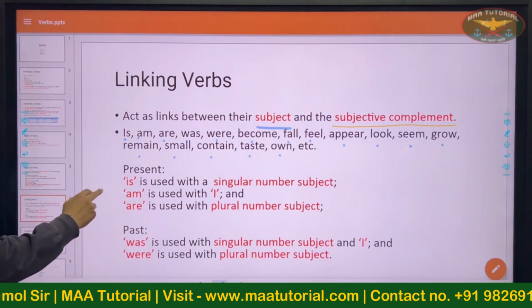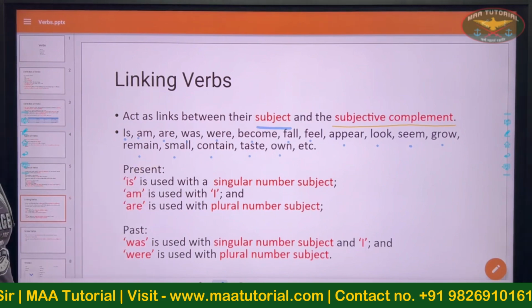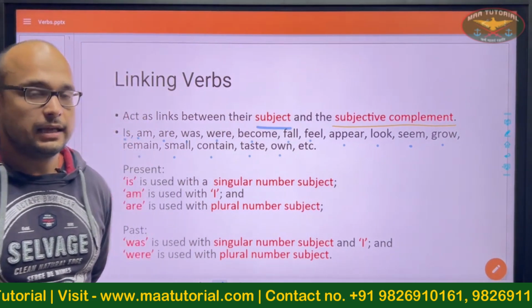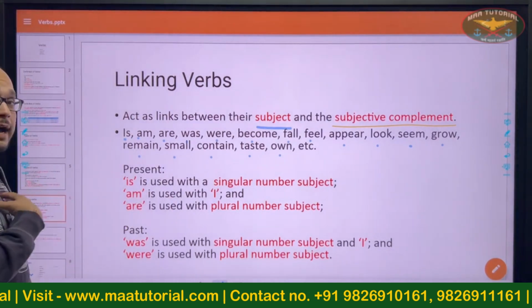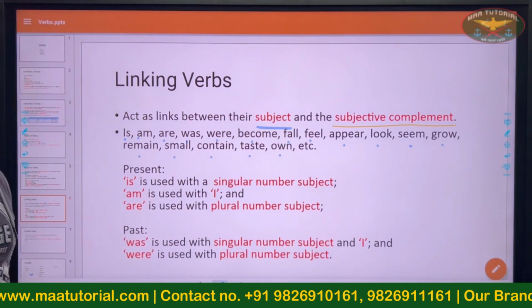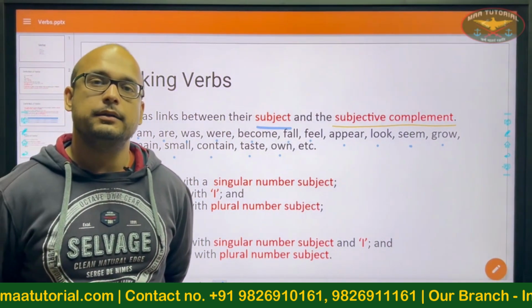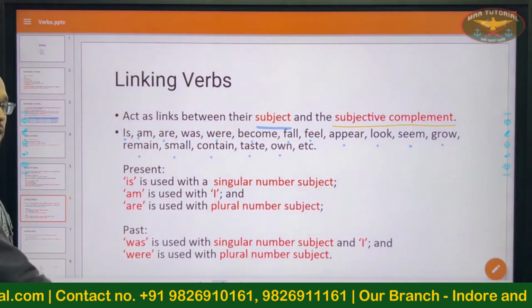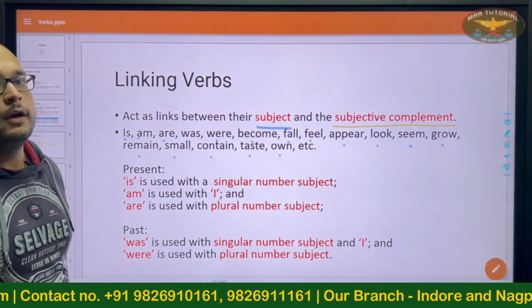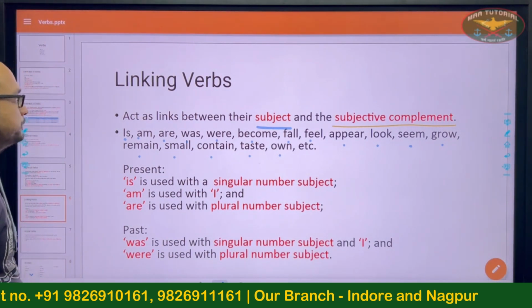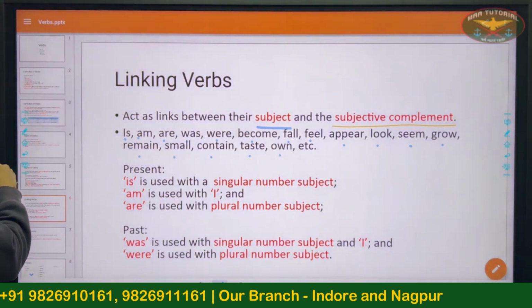So present is used with a singular number subject. Remember, is used with a singular number subject. He, she, it, is. Am is used with I, I am. And are is used with plural number subjects. We are, you are, they are. Past was is used with singular number subjects and were is used with plural number subjects. I was, we were. Linking verbs.